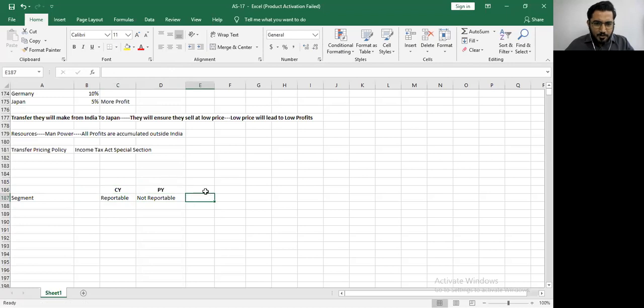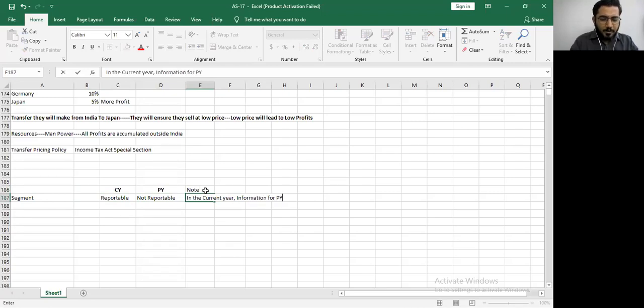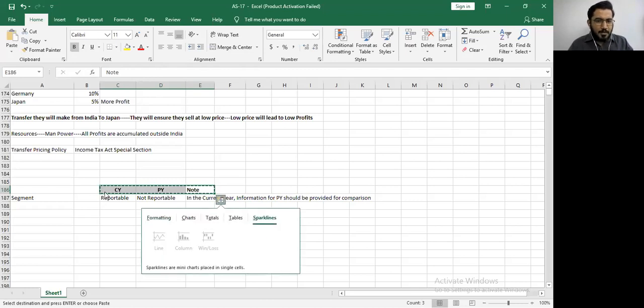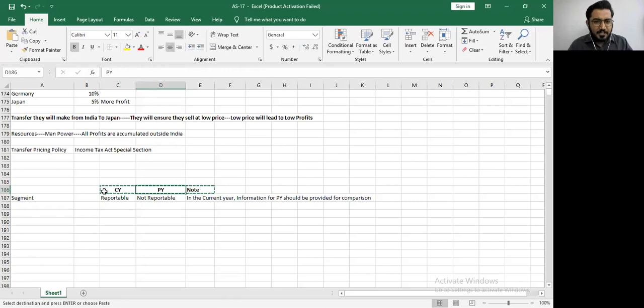So then I'm writing over here a note. In the current year, information for previous year should be provided for comparison. Are you understanding? Right? If a segment is reportable in the current year, but it was not reportable in the previous year, then what will you do?